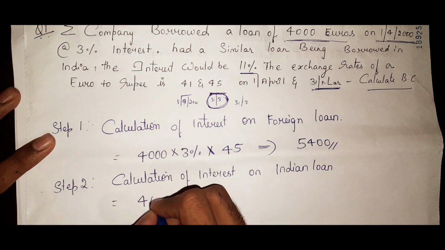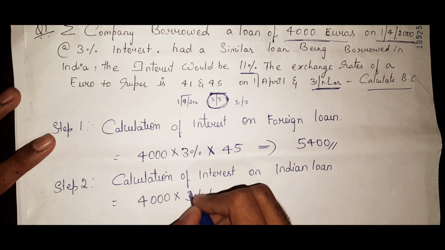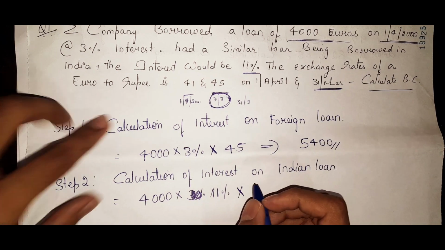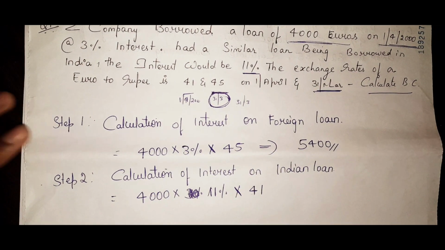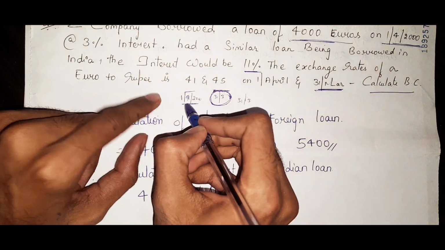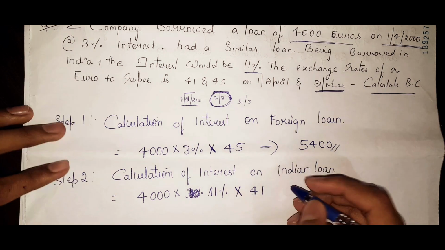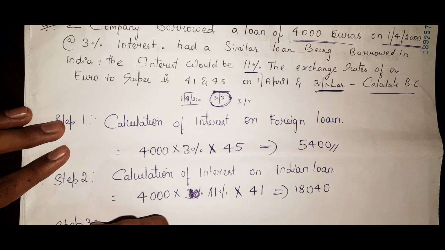So on Indian loan, 4,000 into 11%, sorry, on Indian loan it is 11% into, now we should take 41 rupees. The reason why we need to take 41 rupees means when we are taking the loan on 1/4 means 1st of April. So similarly, if in India we would have taken on 1st of April, what would have been the interest? We need to check that. So 4,000 into 11% into 41 rupees will be 18,040.